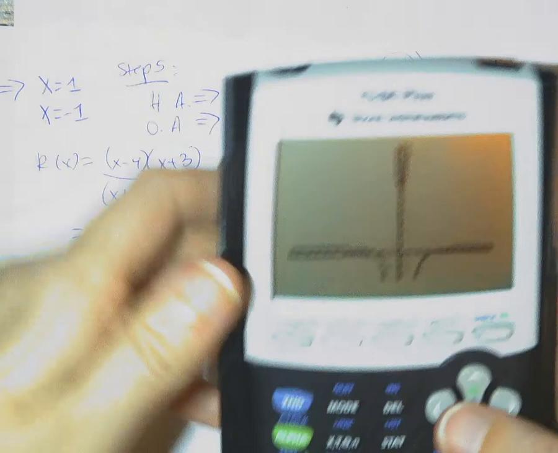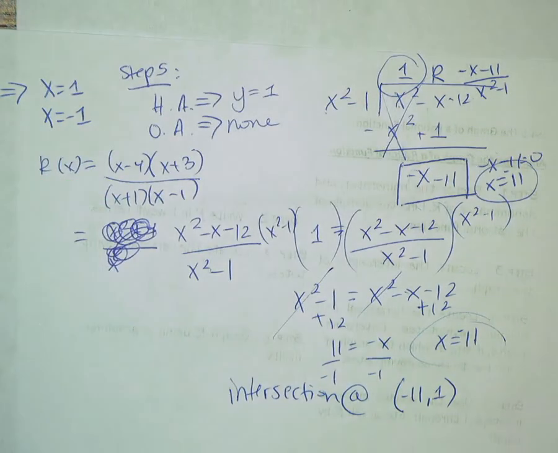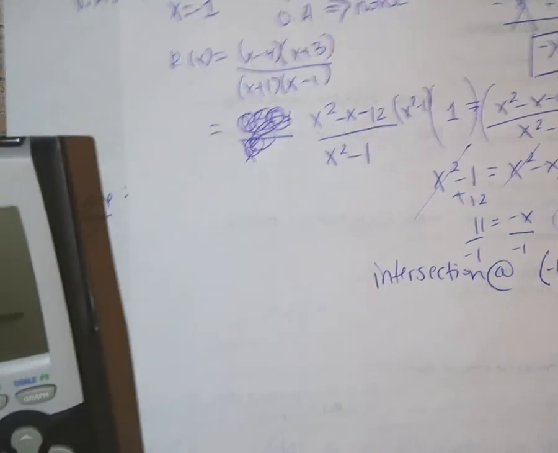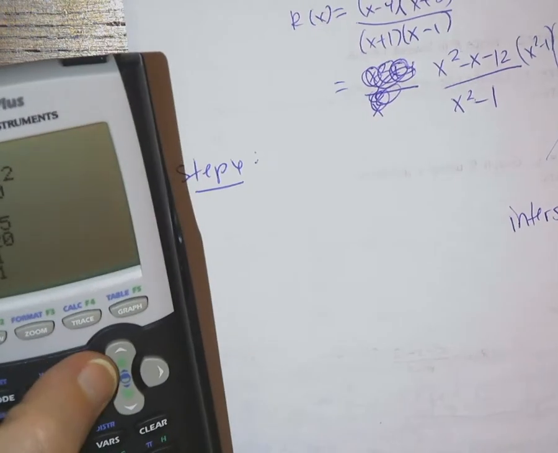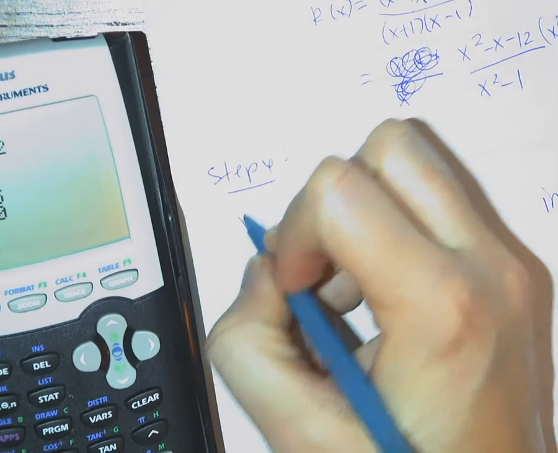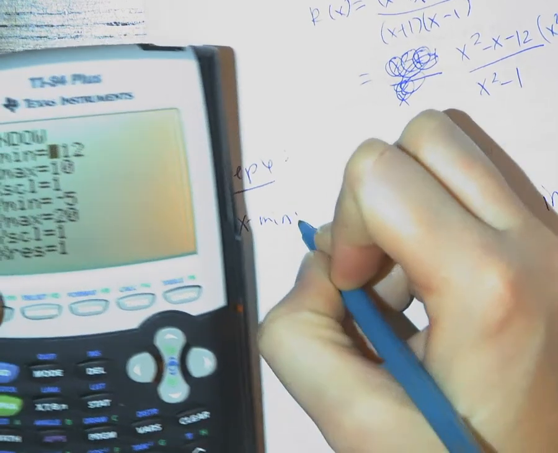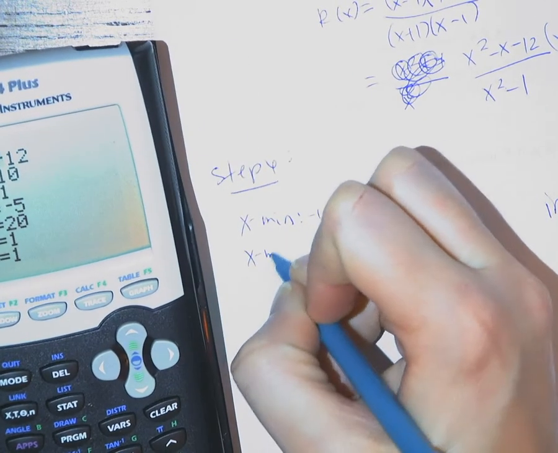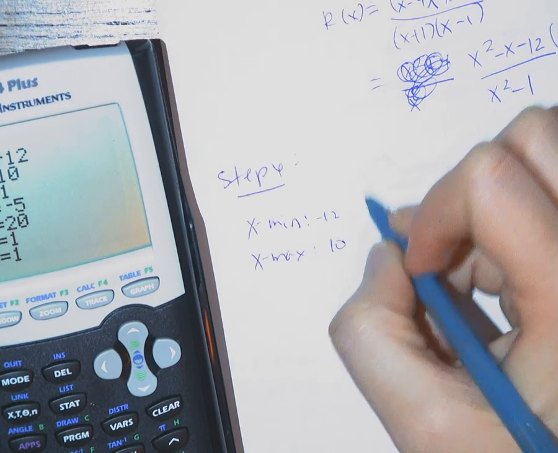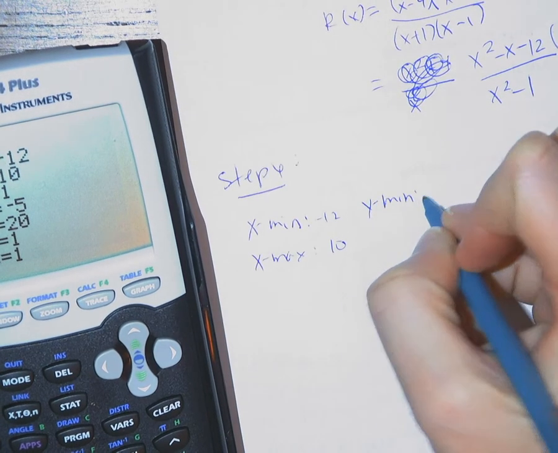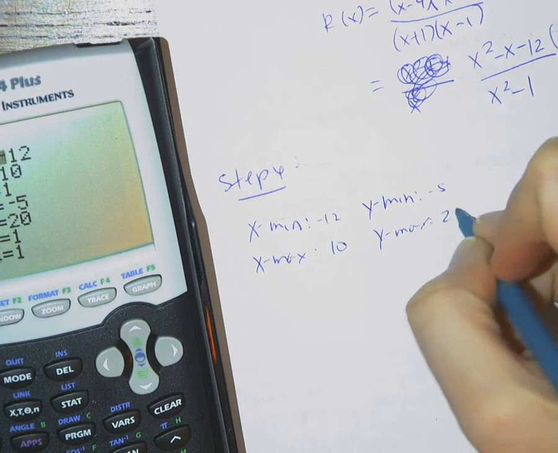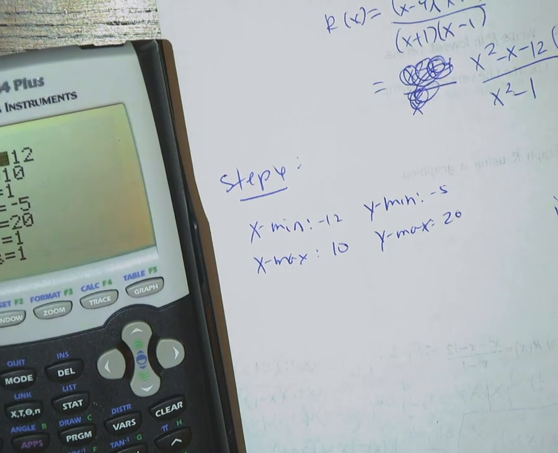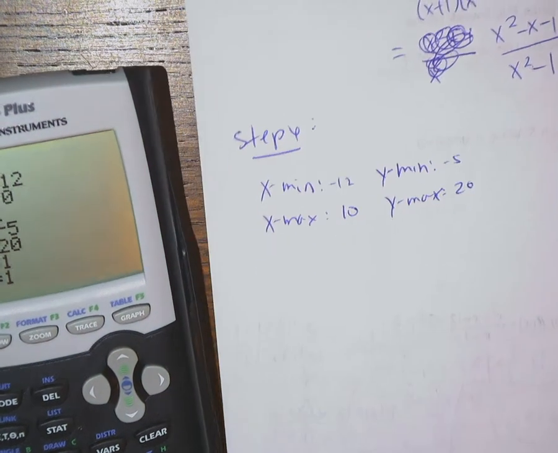Okay? Alright, so we've graphed. All that's left is to write down the window we used. So the window we decided on, we had an x min at negative 12 and x max at 10, y minimum at negative 5, and y maximum at 20. Okay, so that gives us our window.